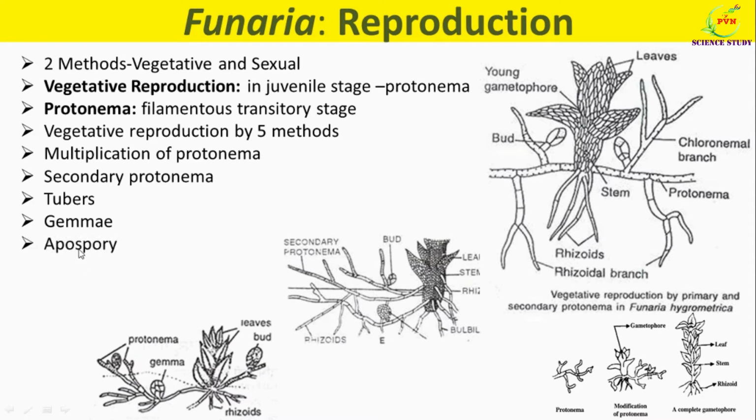And the last method is apospory. Formation of gametophore directly from the unspecialized vegetative cells of the sporophyte without undergoing meiosis and spore formation is called apospory. The cells divide to give rise to protonema on which buds arise, which in turn develop into new gametophores. Thus, the gametophores are diploid in this condition.